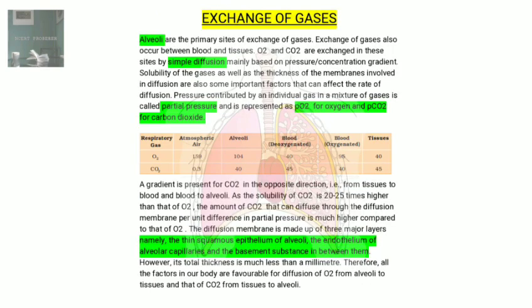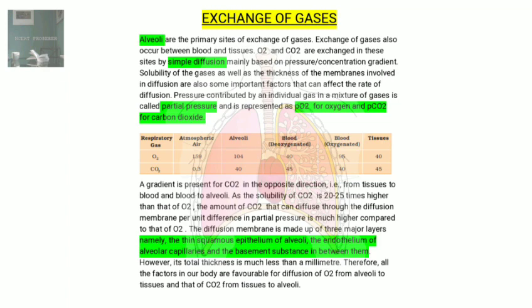Exchange of gases. Alveoli are the primary sites of exchange of gases. Exchange of gases also occurs between blood and tissues. O2 and CO2 are exchanged in these sites by simple diffusion, mainly based on pressure or concentration gradient. Solubility of the gases as well as the thickness of the membranes involved in diffusion are also some important factors that can affect the rate of diffusion.